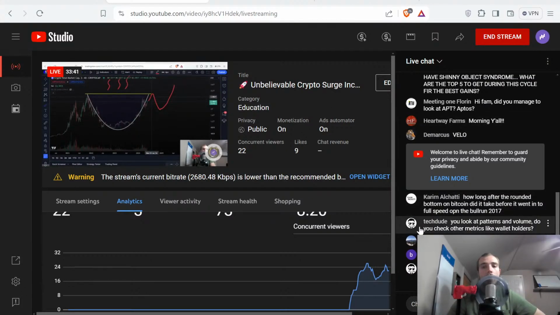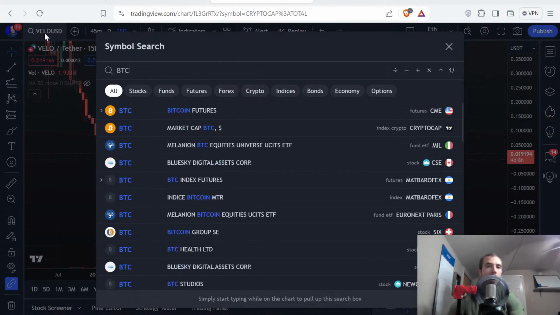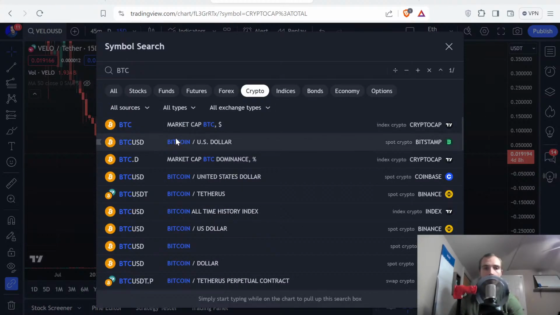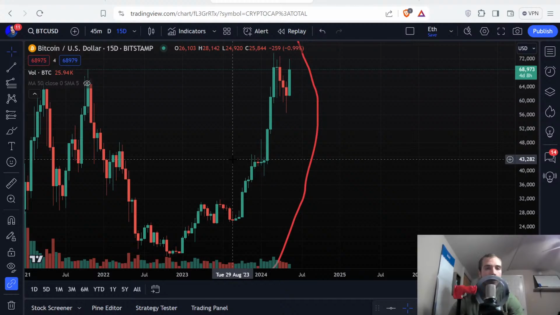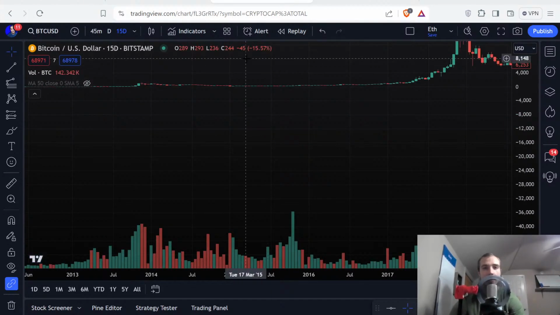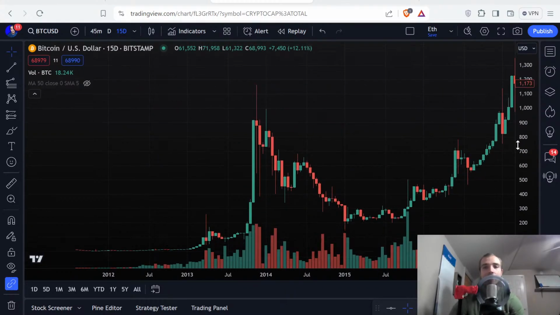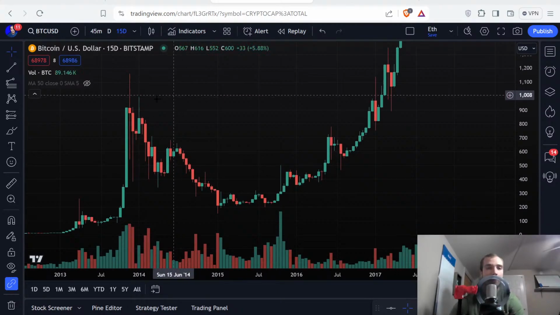How long after the rounded bottom did it take before Bitcoin did a full 2017 run? Okay, let me show you here. If we go over here, it was basically instantly. There was like no delay. Okay, here's the rounded bottom in 2015.